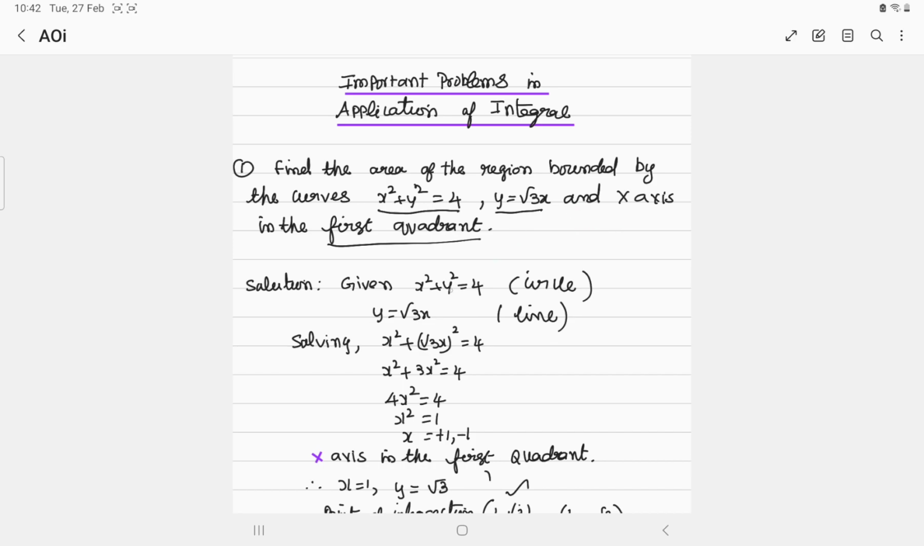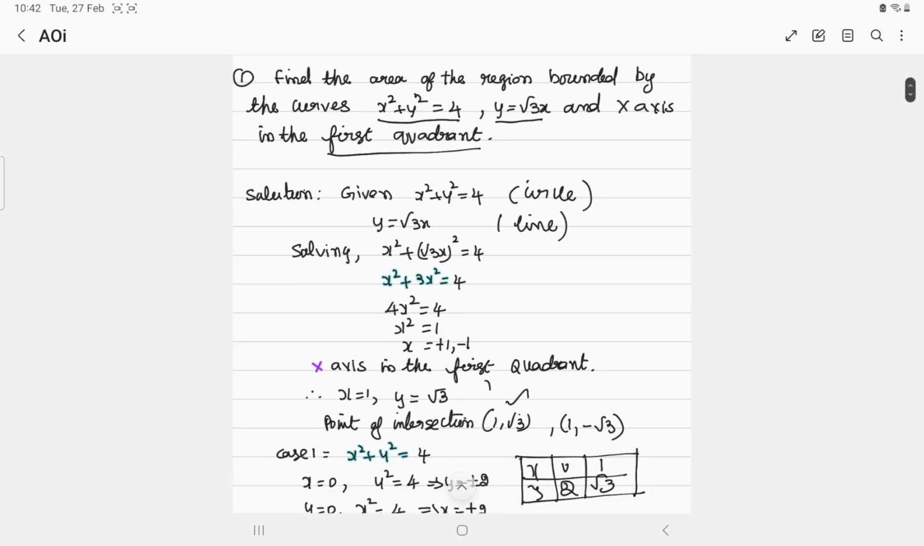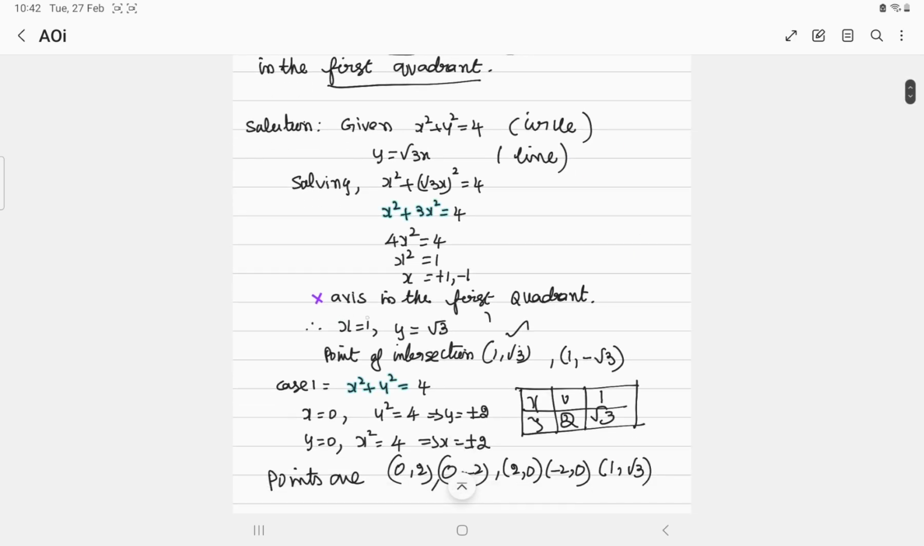Solution. Given x square plus y square is equal to 4. It is the circle, we know that. y is equal to root 3x. It is a straight line equation. So solving both the equations, we get x is equal to plus or minus 1. Given x-axis in the first quadrant, we take the positive value of x. When x is equal to 1, y is equal to root 3. Therefore the intersection points are 1 comma root 3 and 1 comma minus root 3.